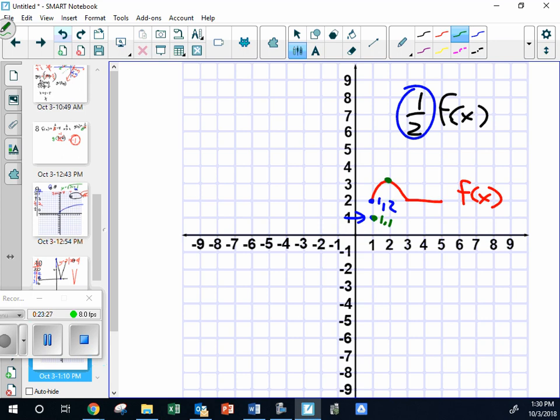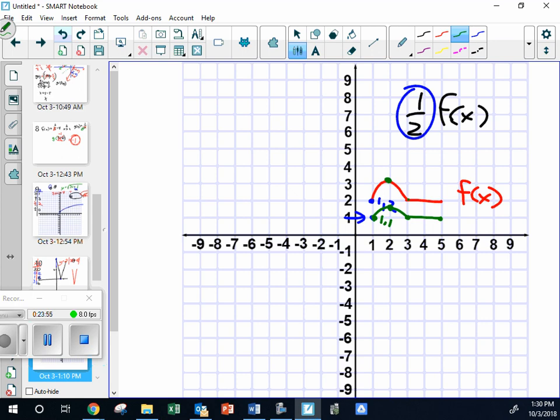So 2 comma 3 turns into 2 comma 1.5, which is right there. 3 comma 2, which was here, is now going to be 3 comma 1. So bottom line, it's very short now. In fact, how short is it? It's half as tall as it used to be. The hat is half as tall. How wide is the hat compared to what it used to be? Same width. All right, good.